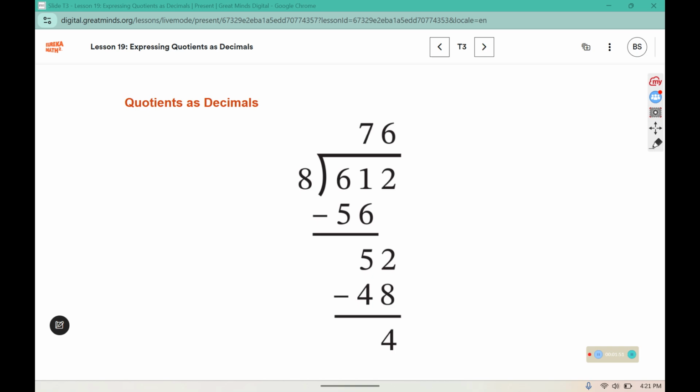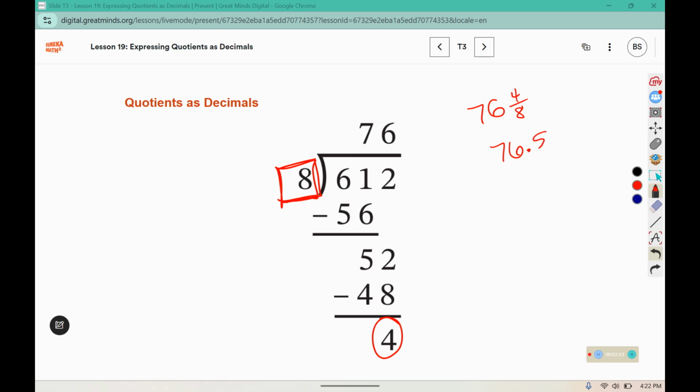Here I have the long division process for the problem 612 divided by 8. In the previous lesson, we would have rewritten this remaining part as a fraction, 4/8, based on what we divide by. Another person could have written this as 76.5. Do these mean the same thing? Well, 4 is half of 8, and a half can be written as 0.5.